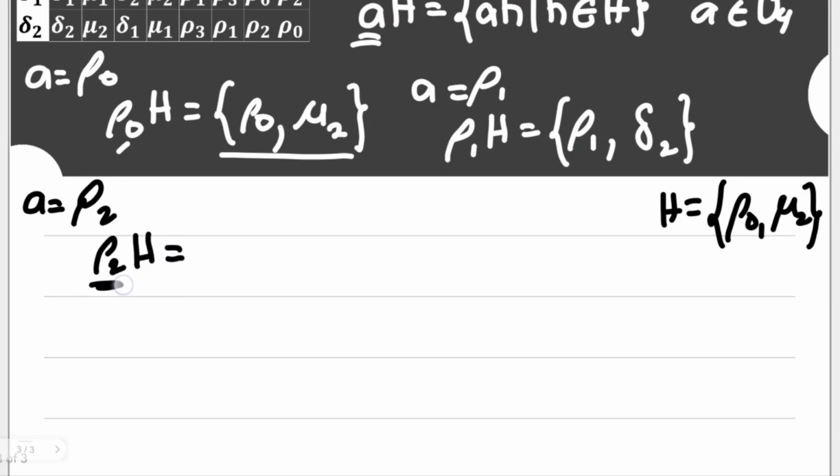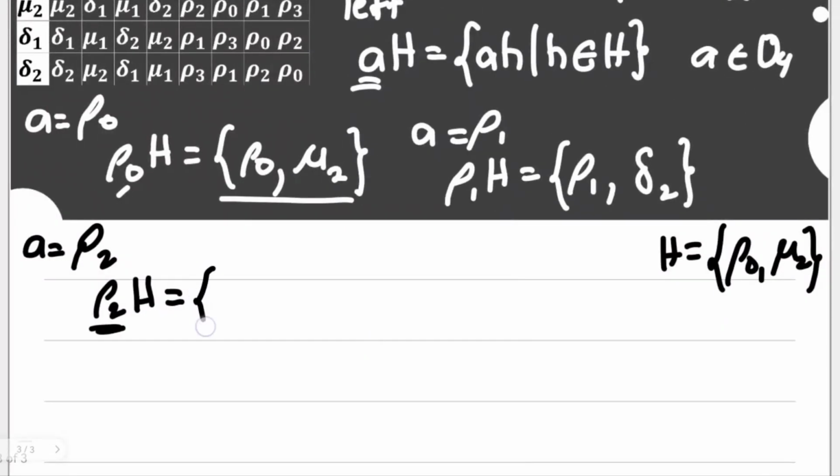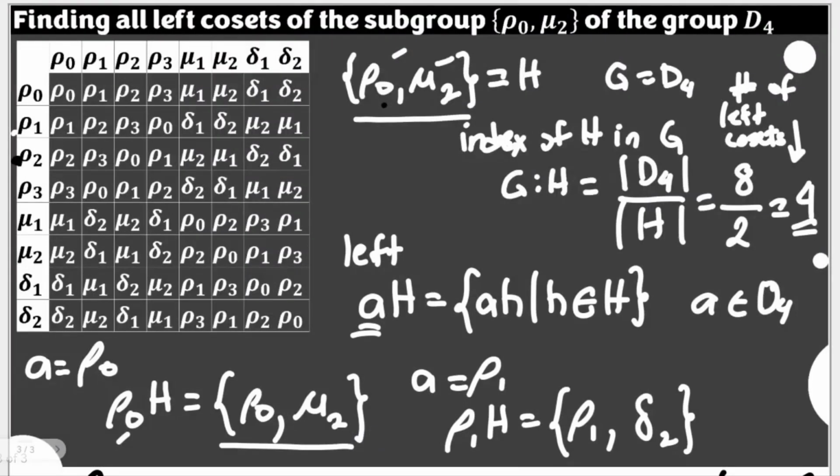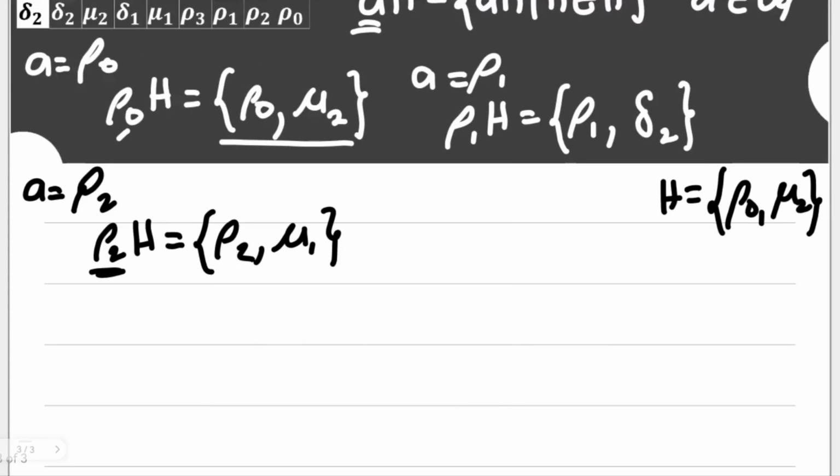Take note, we have rho sub 2. So rho sub 2 times rho sub 0, sorry, is rho sub 2. My bad. Okay. And then when rho sub 2 is operated with this mu sub 2 here, the result is mu sub 1. Okay? So that's the result here, mu sub 1. That's our third left coset.